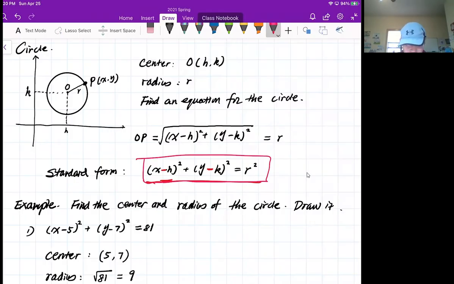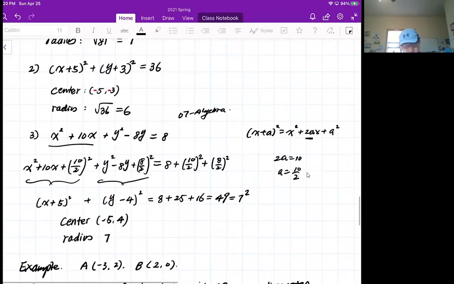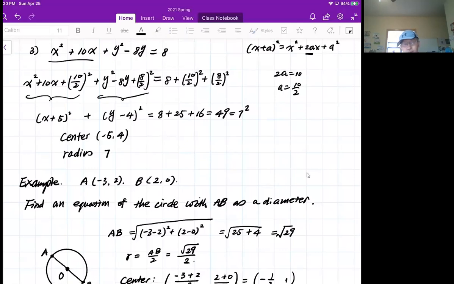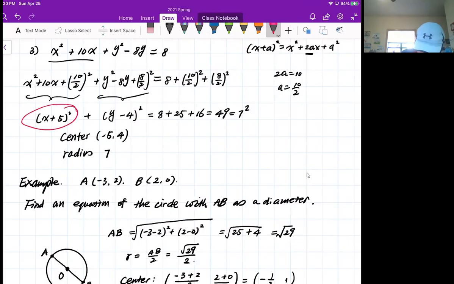And here are some examples of how to write it down. If I have this equation, I can find the center and the radius. For this one, we need to pay some attention. It involves the technique of completing the square. If you have x squared plus 10x, 10 is 2 times 5, so I need to add 5 squared. 8 is 2 times 4, so I need to add 4 squared. Then x squared together with 10x and 5 squared gives me a perfect square. So this is the idea for the perfect square.